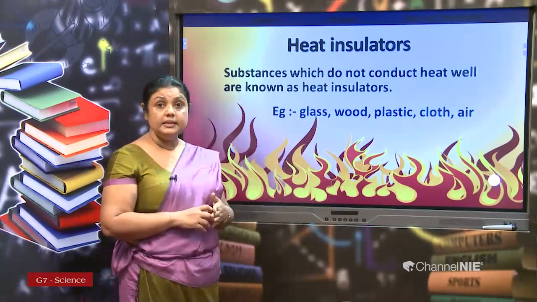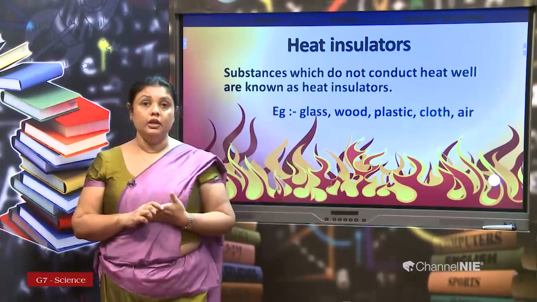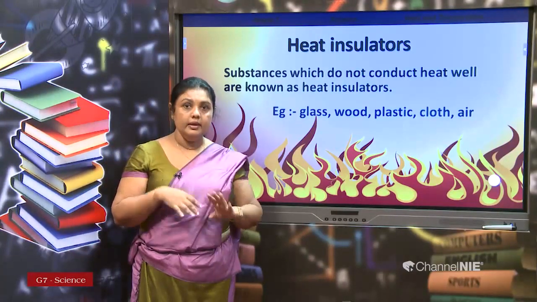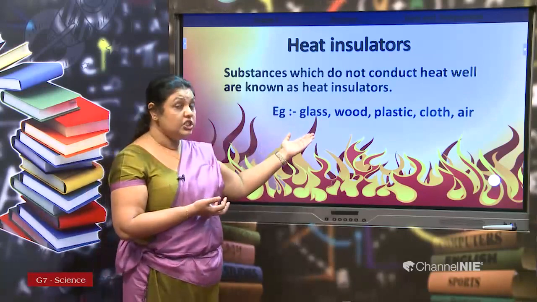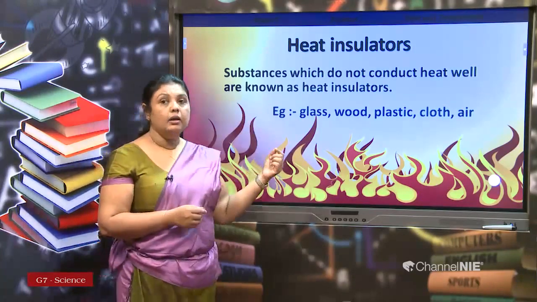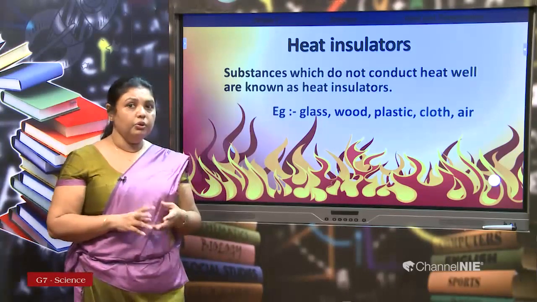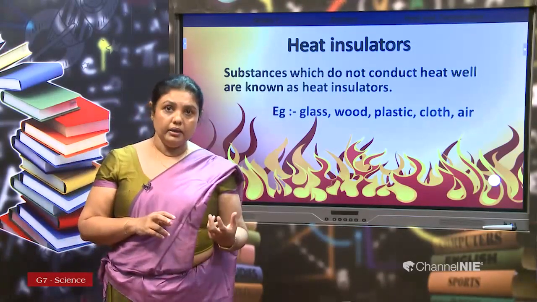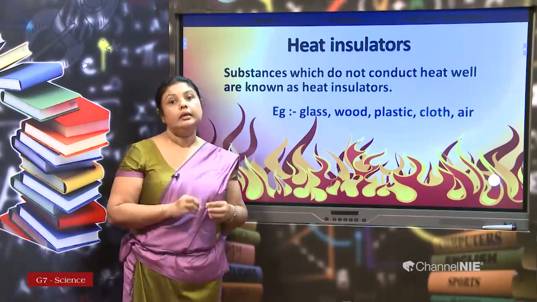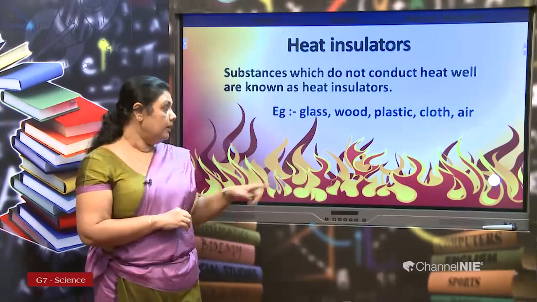So, these examples, if you know very well, glass, wood, plastic, cloth, air. Hereafter you can find out if some material which is a conductor is covered with an insulator. What is the purpose? To prevent this heat passing from one place to another place. I am sure now you have the idea what are conductors, what are insulators, and how conduction helps in passing their energy through this solid material.